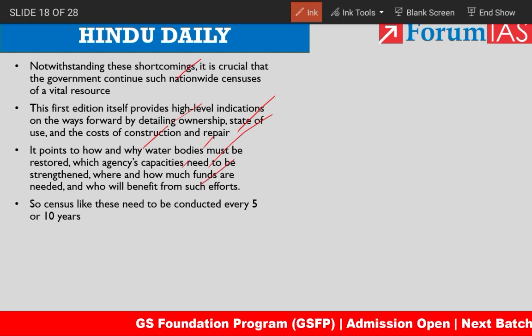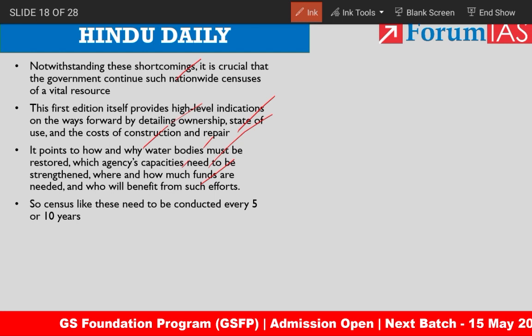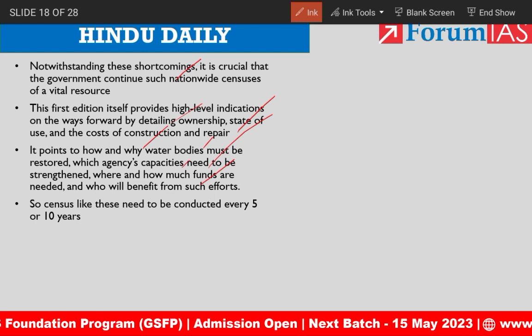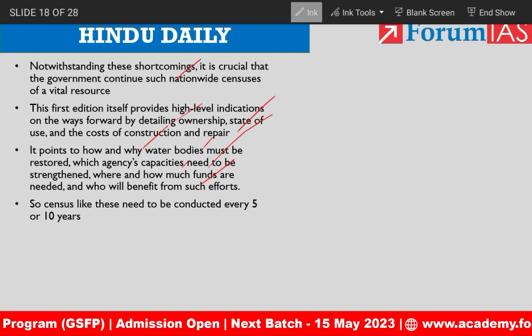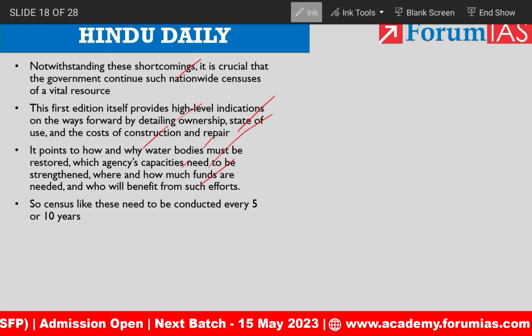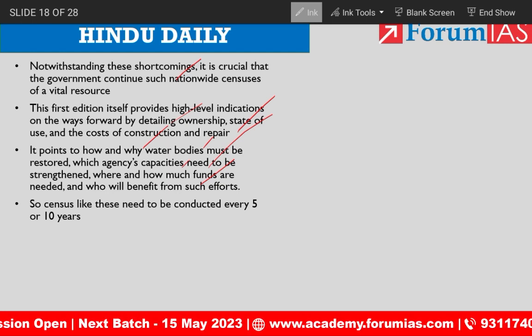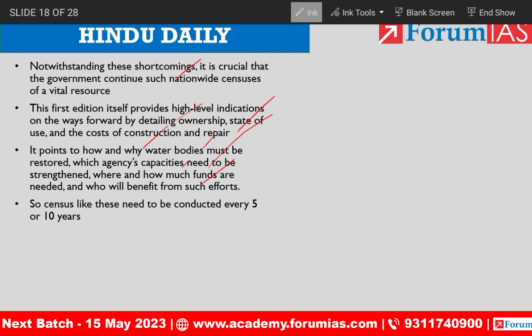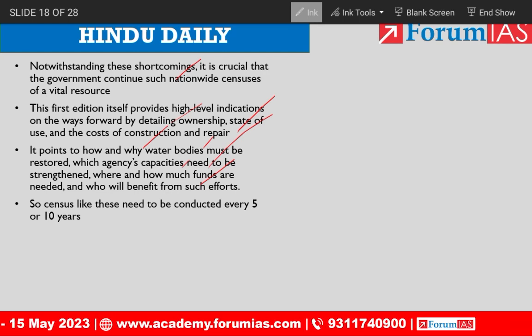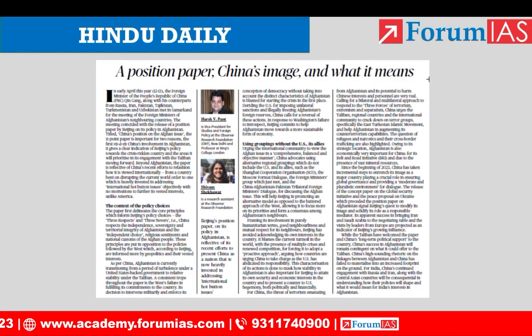She's telling if you do this every 10 years, you'll get vital data, which is very, very important because countries like India are dependent on water bodies and water scarcity is increasing. So she's telling every 5 or 10 years, you do a census like this. This will be very good for the country as a whole. Now let us move on to the next article.